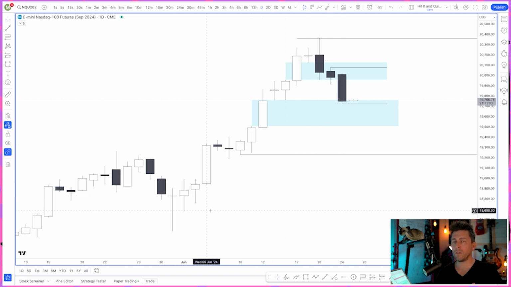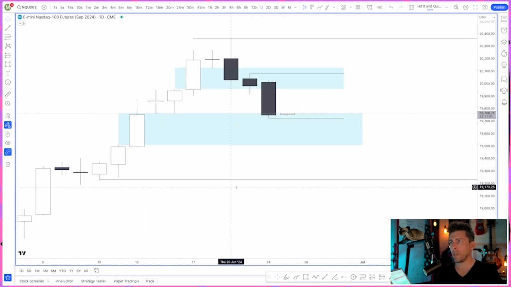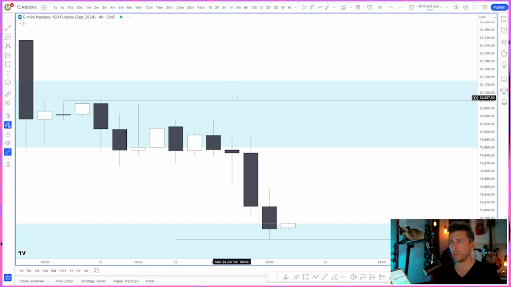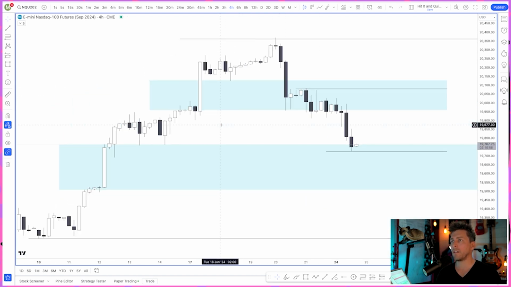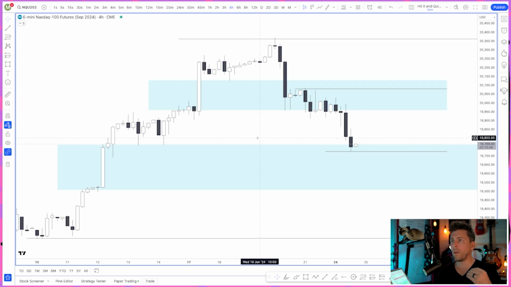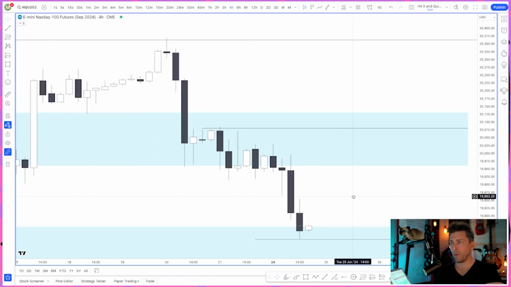However, the structure, if you just look, if I zoom out, you can see on a daily, we're far from breaking structure. So I need to move to a lower time frame. I go to my 4-hour. I'd notice that 4-hour structure has been broken to the downside. So where are the liquidity targets that I am going to mark?